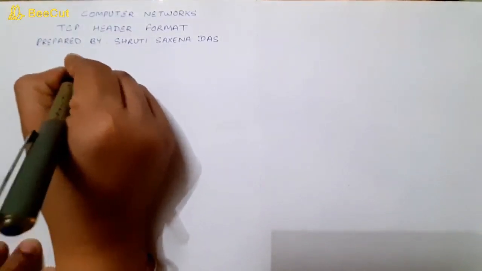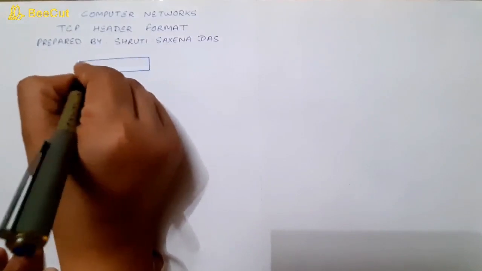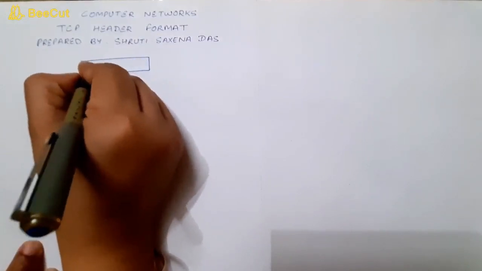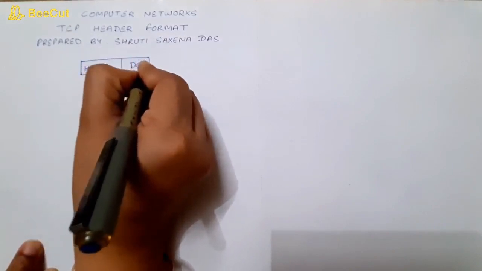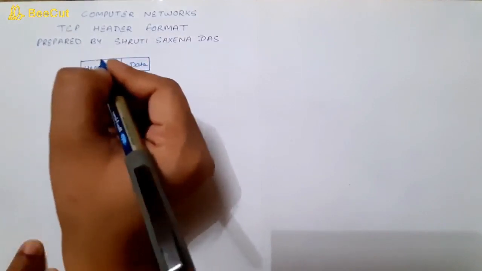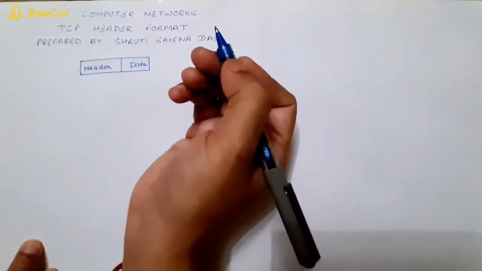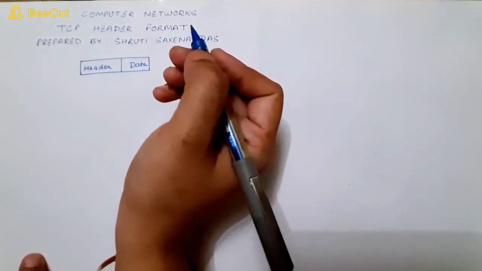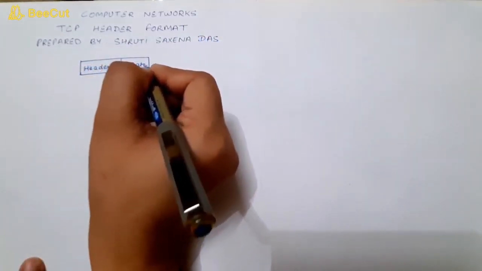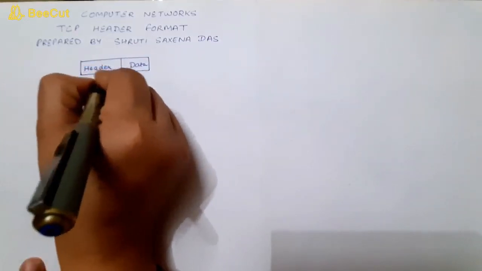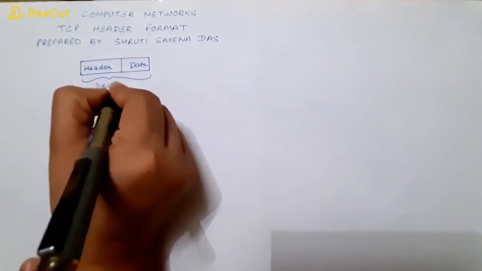When the data is received from the above layer, TCP at the transport layer receives the data and attaches a header. If it is using TCP, then it attaches a TCP header. If it is using UDP, then it attaches a UDP header. So it attaches a header to the data which it has received, and this whole block is known as a segment.